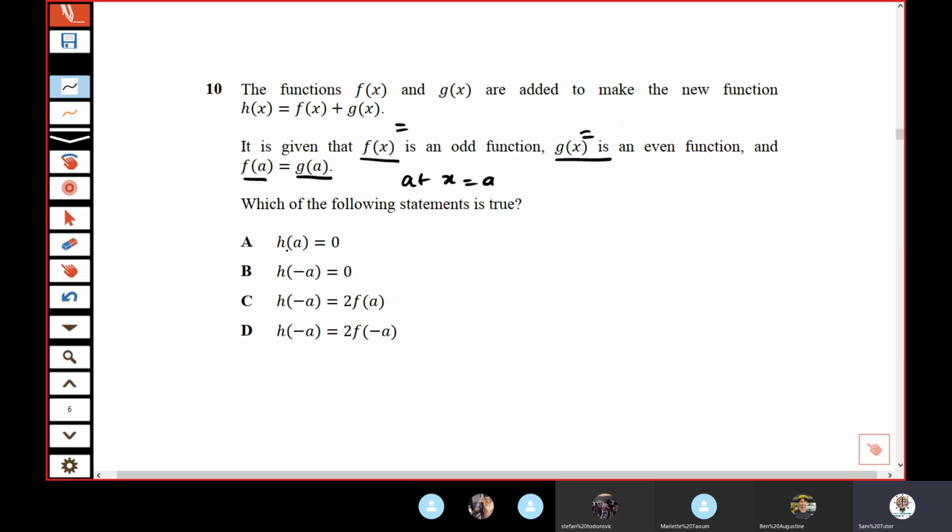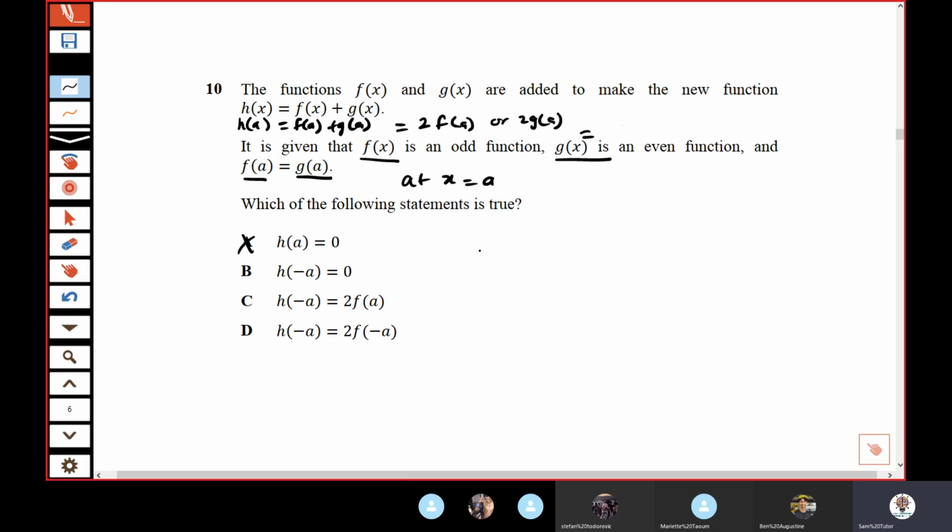Which of the following statements is true? h of a is equal to 0. Well, that's not true, because h of a would equal f of a plus g of a, which equals 2 times the same number, whatever it is, because f of a is g of a. So let's just call it 2 times f of a, or 2 times g of a. Does that make sense? So it equals 2 times the same y value, whatever that would be. So it's definitely not that one.